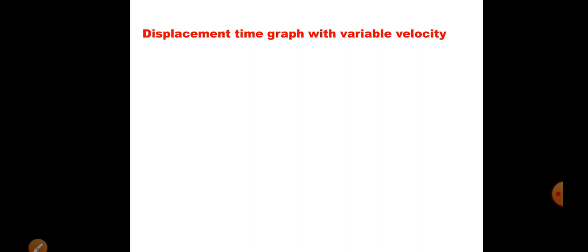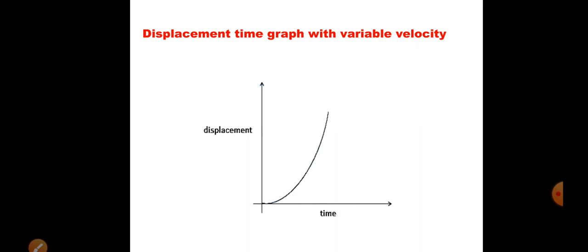The next one is displacement time graph with variable velocity. You can see a displacement time graph for a variable velocity. As the velocity is changing, because the body is covering unequal distances in unequal intervals of time, therefore the graph will always be a curved line graph.